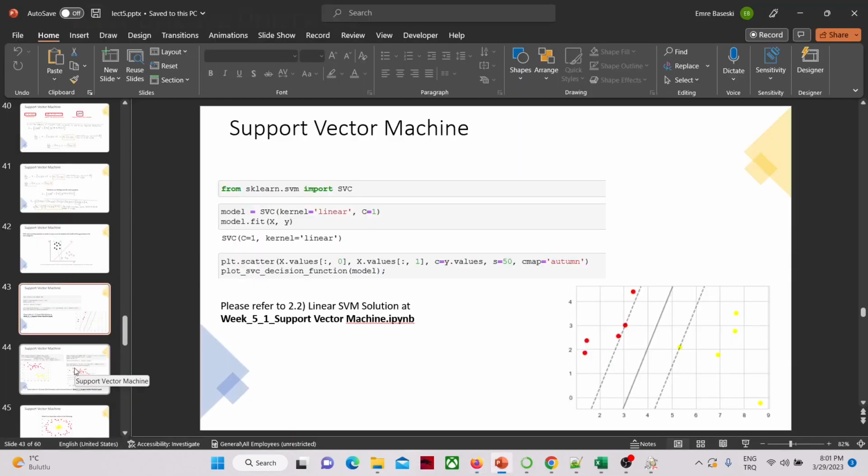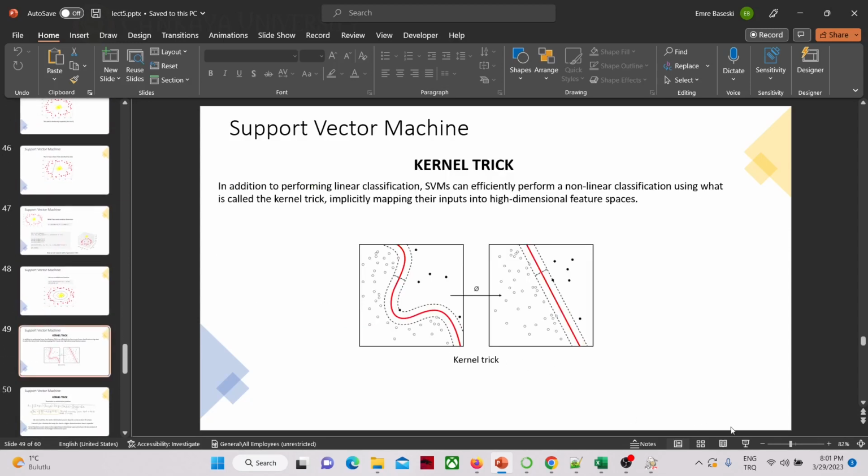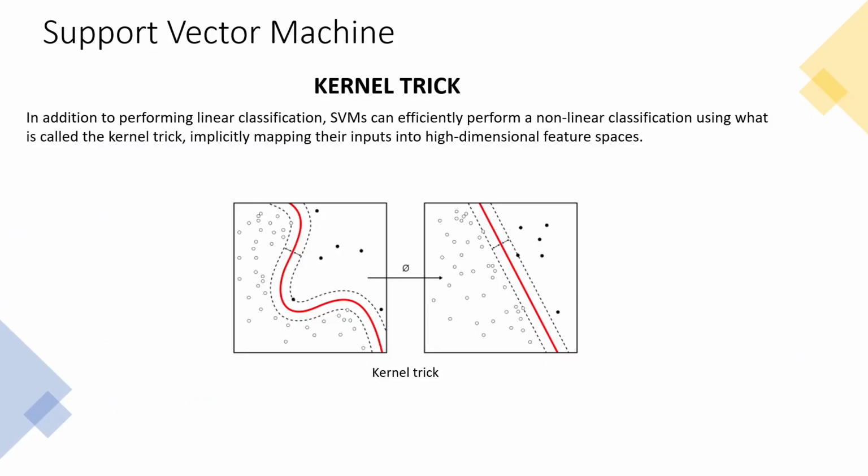And coming back to our mathematical derivations, this is done by something called the kernel trick. So the kernel was another argument that we have provided to the support vector machines in scikit-learn. Remember, we initially provided linear as the kernel, and then we provided RBF as the kernel. So in addition to performing linear classification, support vector machines can efficiently perform a non-linear classification using what is called the kernel trick, implicitly mapping their inputs into a higher dimensional feature space.